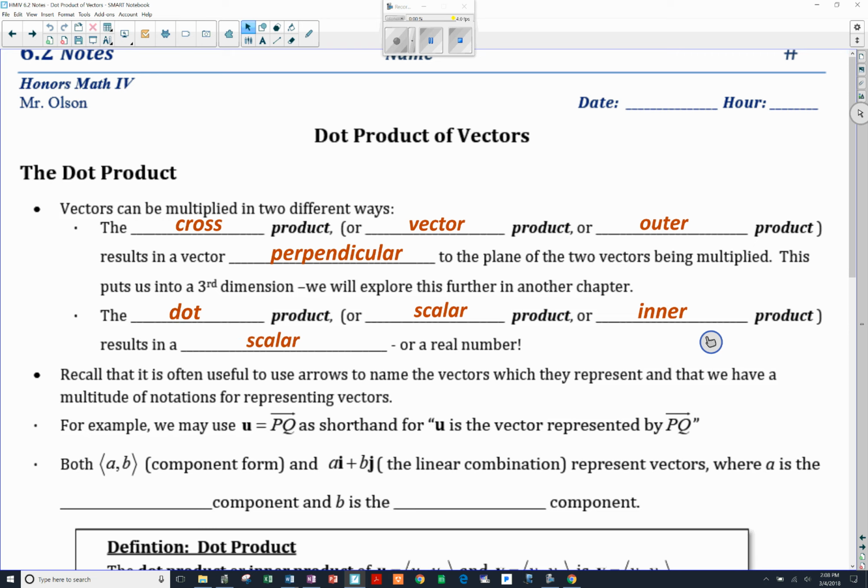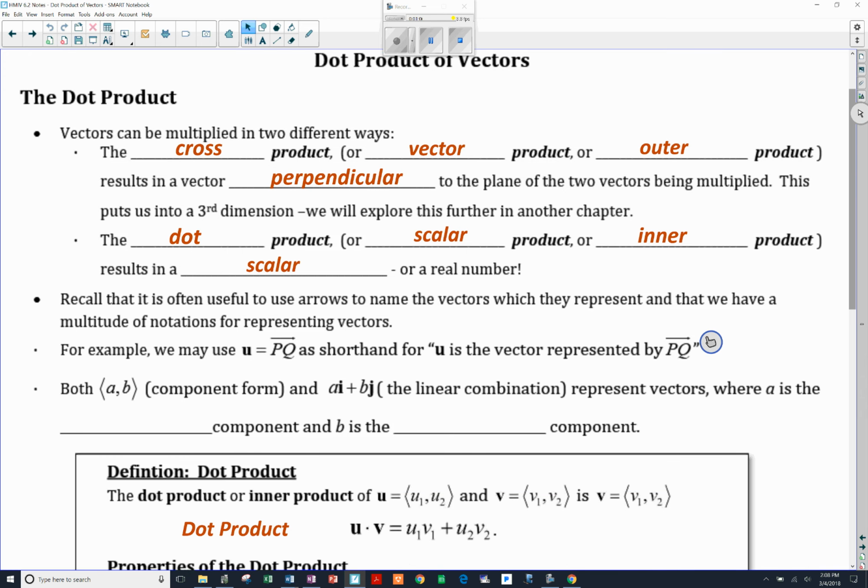So it says, recall that it is often useful to use arrows to name the vectors which they represent. So I'm just going through some of the things that we learned in the last section, talking about the different notations here. For example, right here, this is what's called our component notation. And then we have the linear combination notation. Oh, there it is right there, component form. And then the linear combination. A, in either form, is the horizontal component, and B is the vertical component.